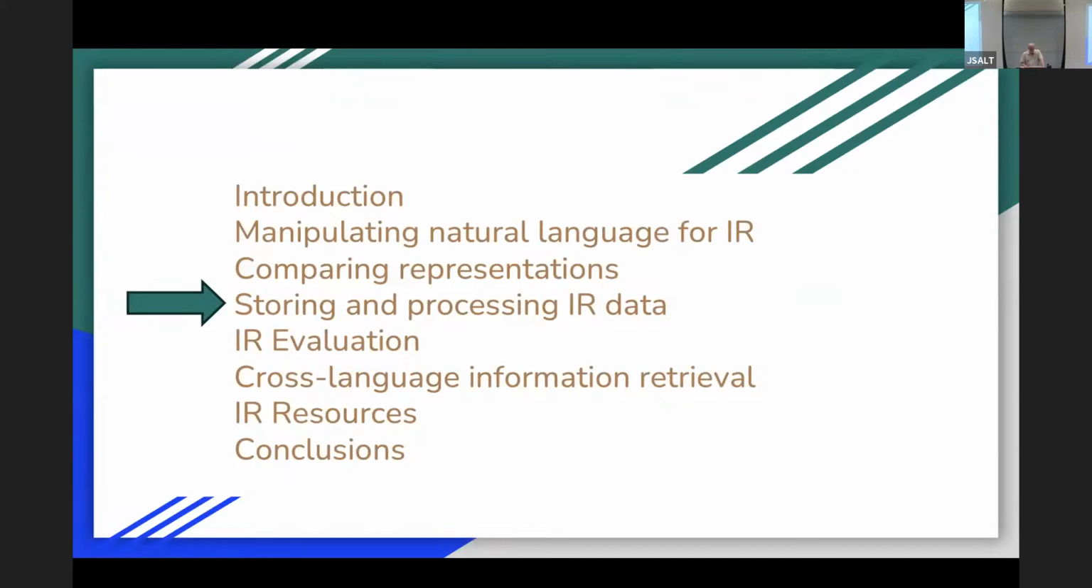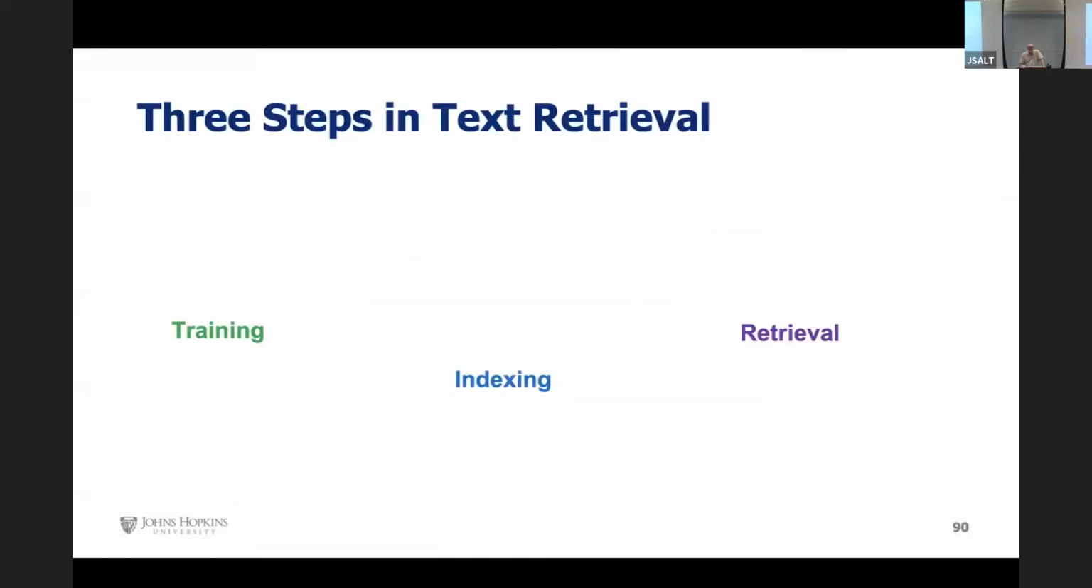Storing and processing IR data. So now we know how we're going to represent documents and represent queries and how we're going to tell how similar they are. But we need this infrastructure around them to be able to do it efficiently. Text retrieval has three stages: training, indexing, and retrieval. At training time, you are typically taking a pre-trained model and fine-tuning it for the retrieval task. That's usually how that works. You could do it from scratch, but usually you're taking an existing model.